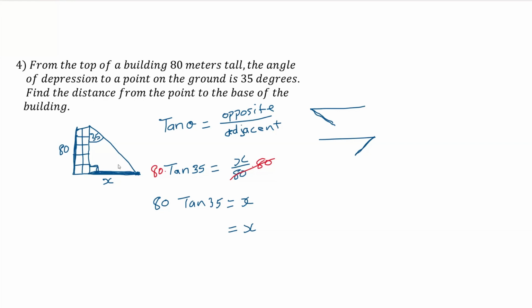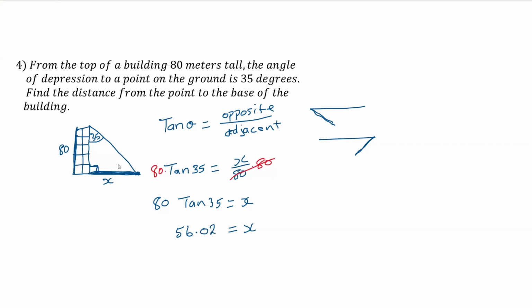So I'm going to try that again, put it in my calculator. So I need 80 times tangent 35. And what I get is 56.02 if you round it off, or 56.0166. It didn't say what decimal to round it off to, so I'm going to choose to round it off to two decimal places.